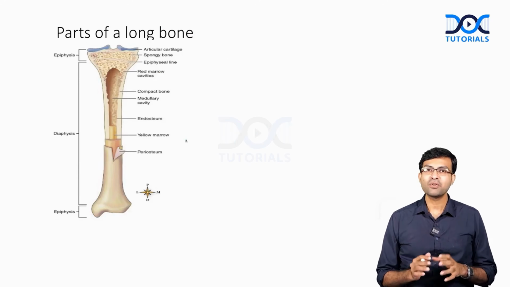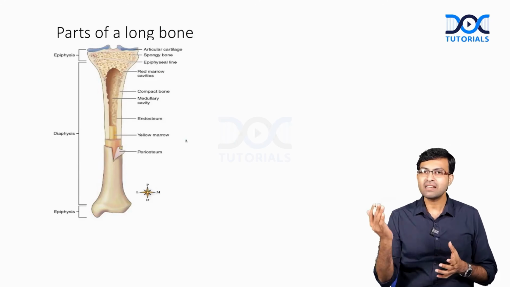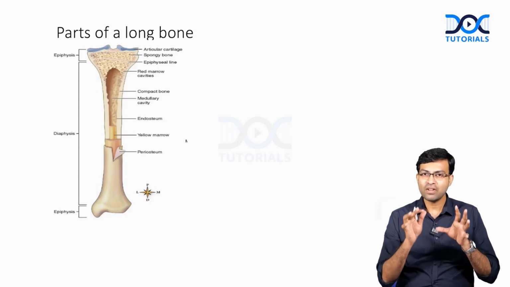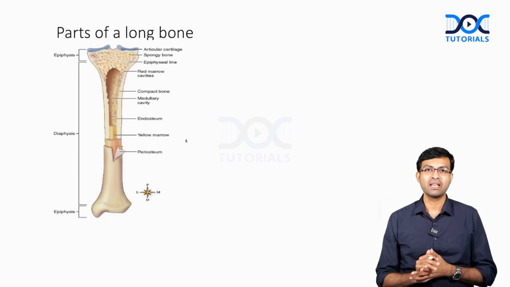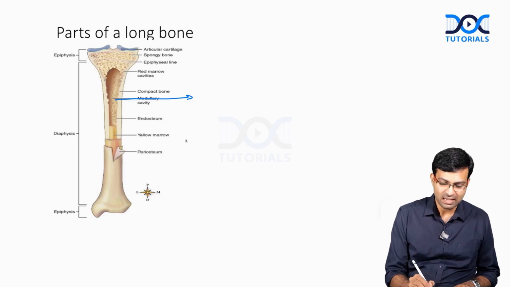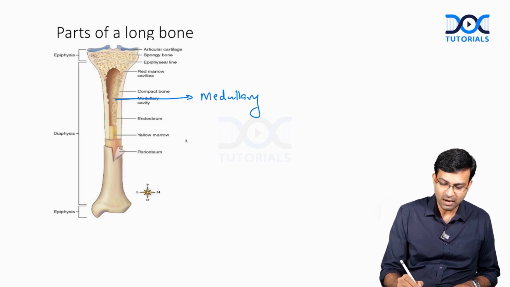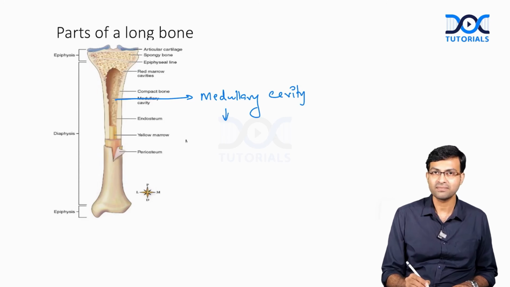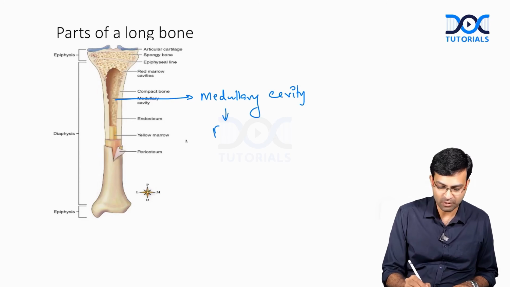Okay. Now let's look at the parts of a bone. We are cutting open the bone like this, and when we are looking inside, what do we see? We'll see that the long bone, the center is a hollow. What is it? It is the medullary cavity. The central part is hollow, and this is called the medullary cavity, and the medullary cavity used to be full of what? Would be full of bone marrow.